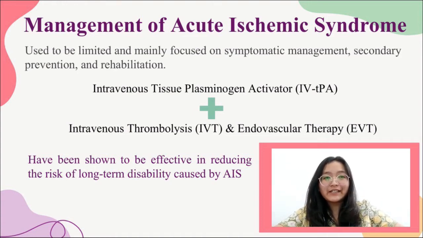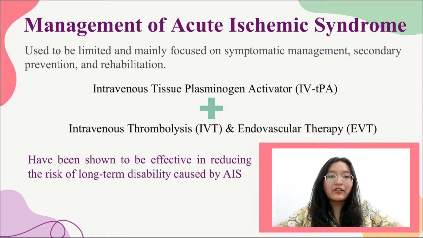rehabilitation. In 1995, the introduction of intravenous tissue plasminogen activator, or IV tPA, as AIS treatment lasted for 2 decades, up to the newly emerging treatments of intravenous thrombolysis or IVT and endovascular therapy or EVT. Nowadays, IV tPA administration alongside revascularization are the two main managements of AIS since they have been shown to be effective in reducing the risks of long-term disability caused by AIS.